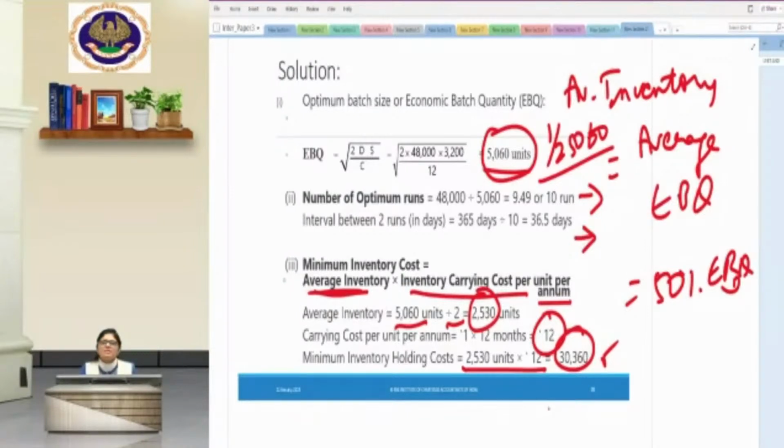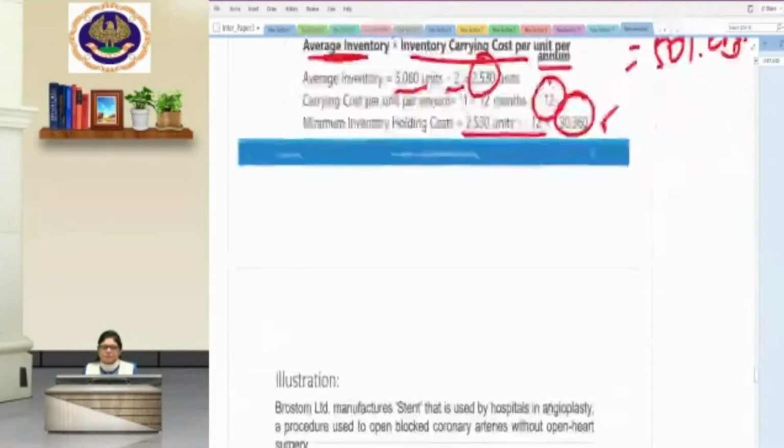Minimum inventory cost is the carrying cost. Yes, the total holding cost, the total carrying cost. Carrying cost, inventory holding cost, or the minimum inventory cost, it means the same. Hope now you have understood, Kavita. Let us move on to this question.